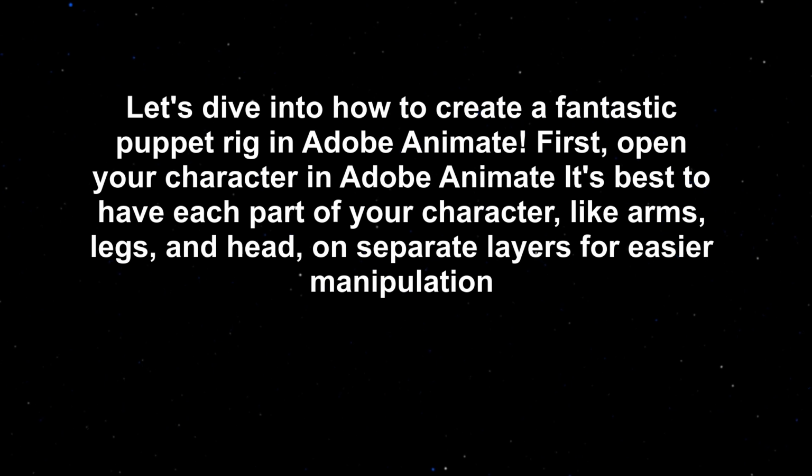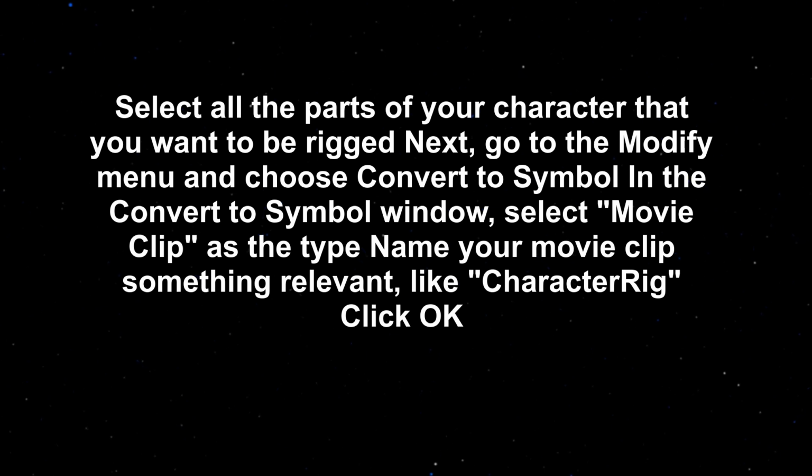First, open your character in Adobe Animate. It's best to have each part of your character, like arms, legs, and head, on separate layers for easier manipulation. Select all the parts of your character that you want to be rigged.